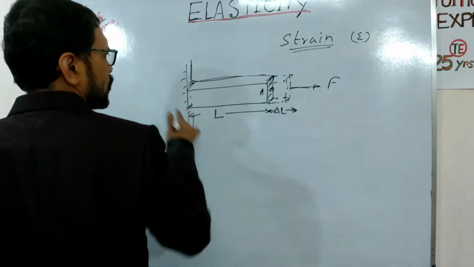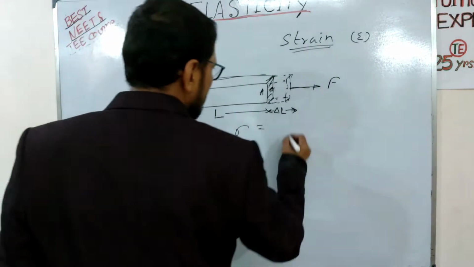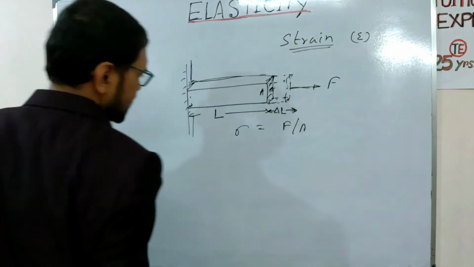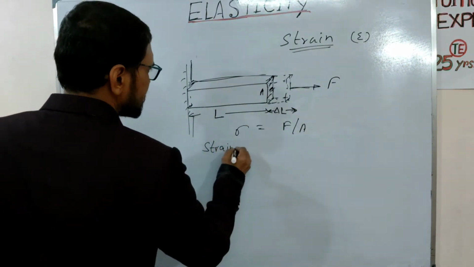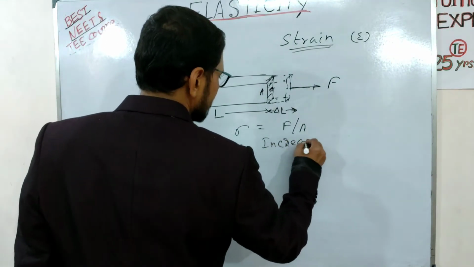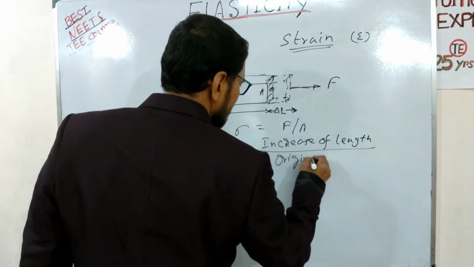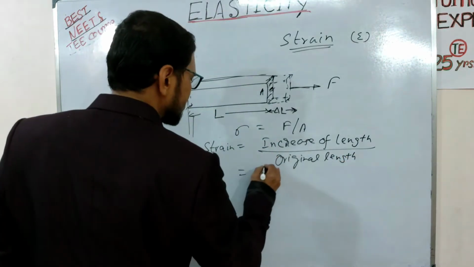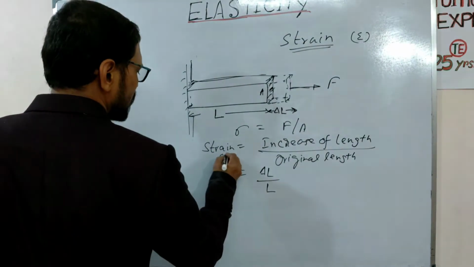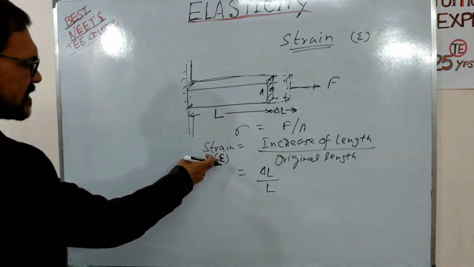Now force per unit area is stress. So stress is denoted by sigma, which is equal to force per unit area. This is the cross sectional area. This is stress, and strain is defined as the increase of length divided by the original length. That is del L by L. Strain is denoted by small epsilon. Strain is denoted by this symbol, del L by L.